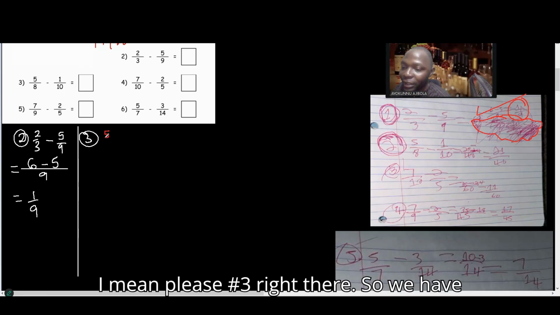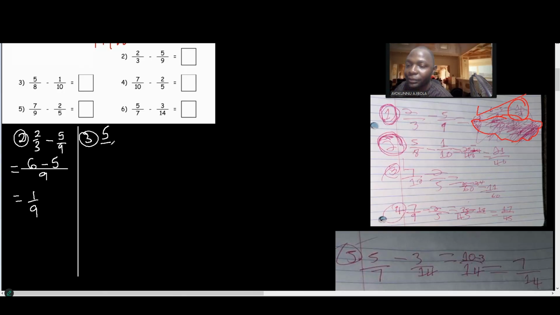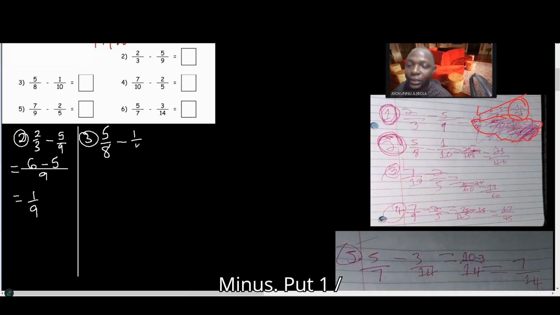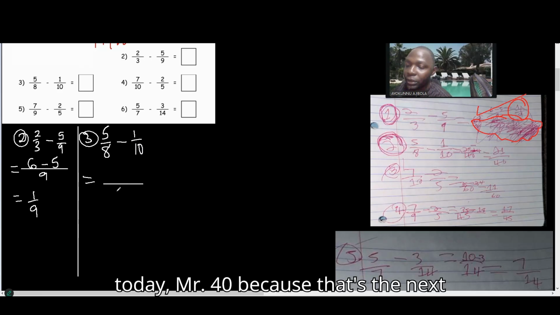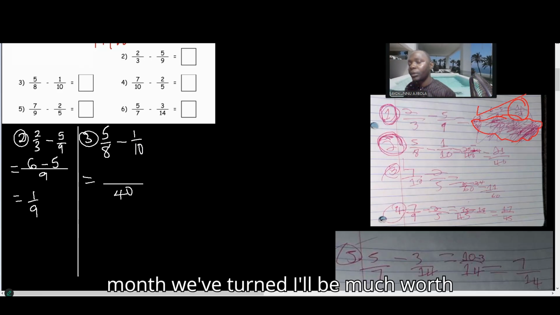So number 5, I mean the number 3 rather. So we have 5 over 8 minus 1 over 10. So the LCM that's going to be common to them is going to be 40 because that's the next multiple of 10. That'll be a multiple of 8.